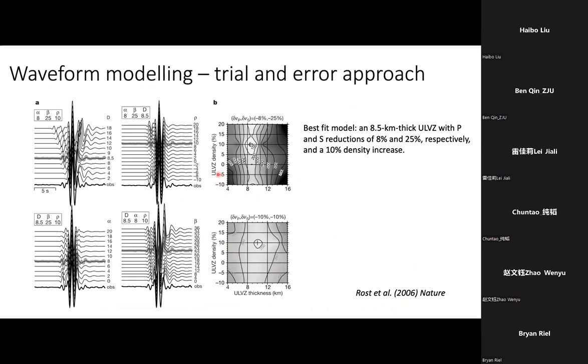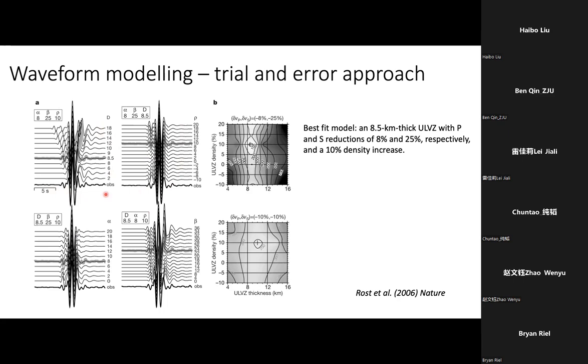What they do is parameterize the ULVZ using 4 different parameters: alpha, the P wave velocity; beta, the shear wave velocity; D, the thickness of the ULVZ; as well as, I think, density rho. So basically 4 parameters. Then they use a grid search method to systematically vary these 4 parameters. For a given parameter combination, they run the synthetic simulation to generate synthetic waveforms, which are shown by these thin lines, and the bottom line is the observed waveform.